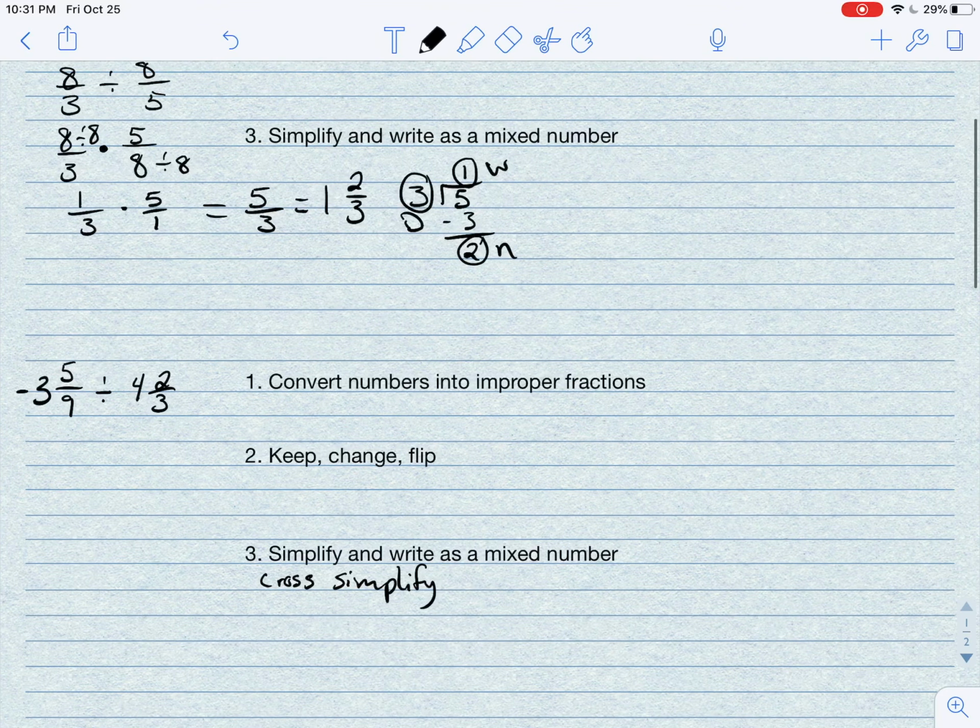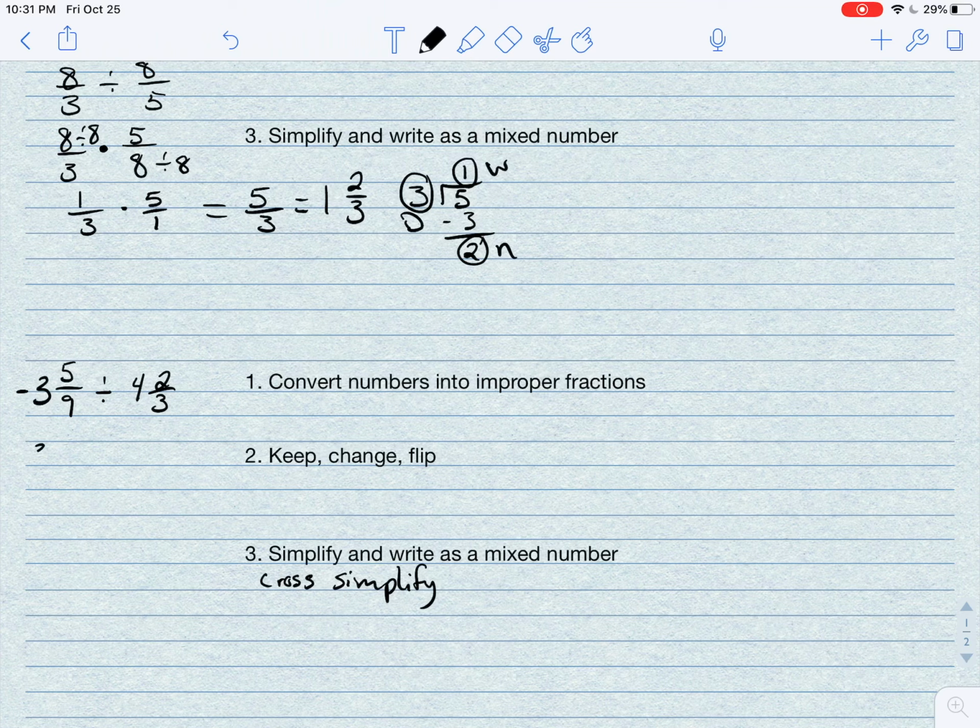Okay, so same thing once again. We're going to convert to improper fractions. Then we keep, change, flip. Then we multiply. And then we either simplify or write as a mixed number. And if we notice, we have one negative here, so our answer will come out negative.